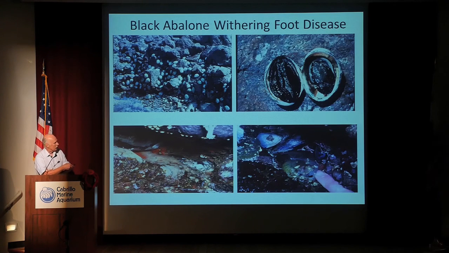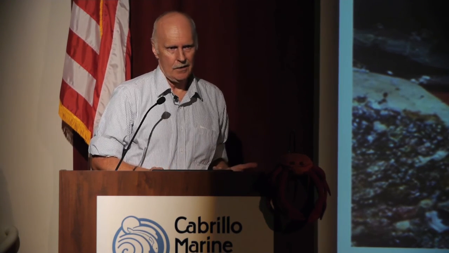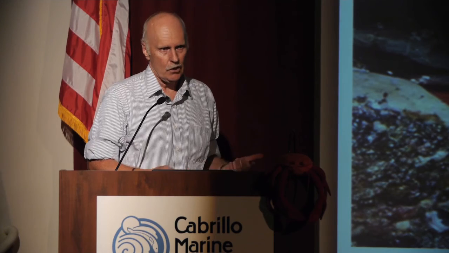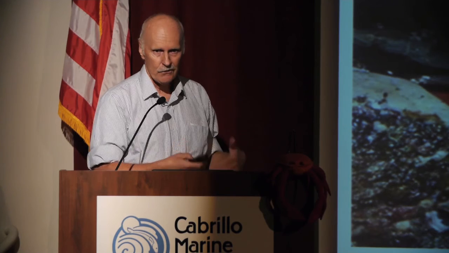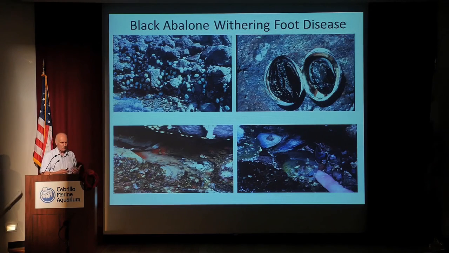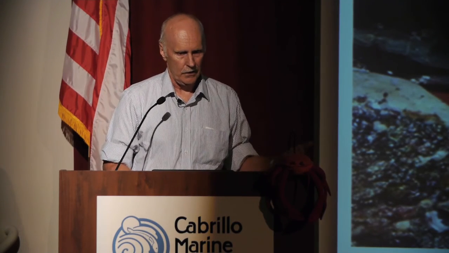And basically, it's an organism that attaches to the intestines of the black abalone and keeps it from getting energy from digestion. So the abalone can't feed anymore and basically starves to death. And so as it's starving to death, it gets energy from breaking down its own muscles. And so it's called withering foot because this is a normal black abalone, and this is one that's affected by the disease. And eventually they just get so weak they fall off the rock and they die.